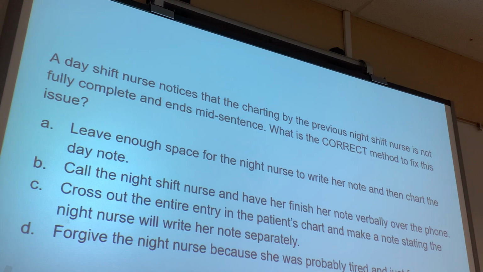Next one: cross out the entire entry in the patient's chart and make a note stating the nurse note. The night nurse will write her note separately. Forgive the night nurse, because we get tired on night shifts. No, unfortunately not, right? So that leaves your answer.